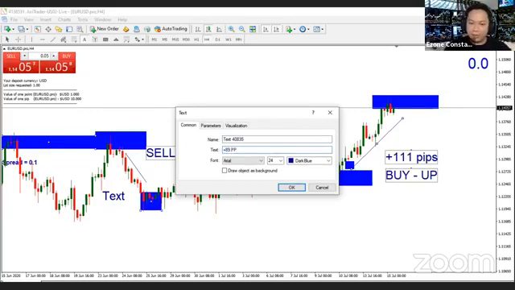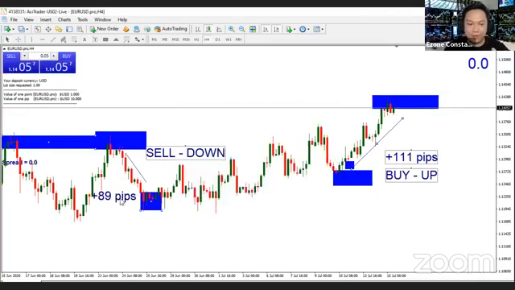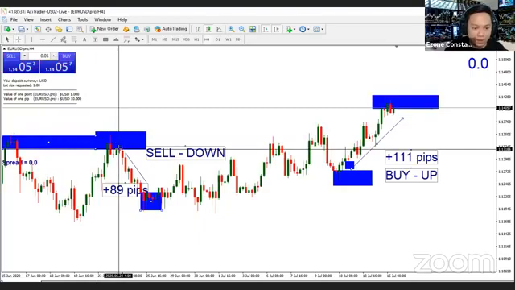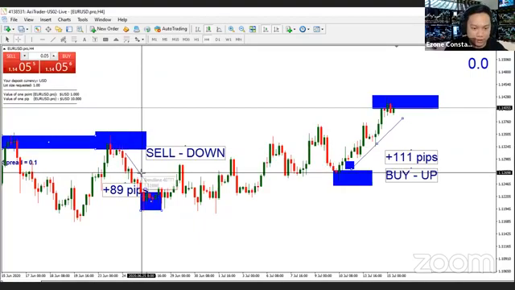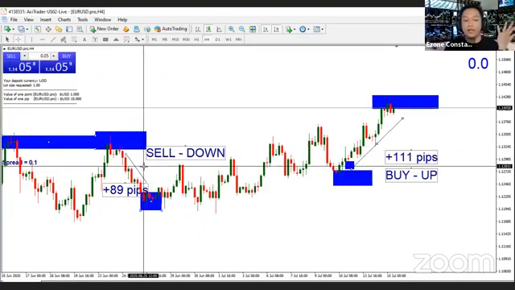In this area, you predict the price is going to go down and you manage to generate 89 pips. This happened from here, the 24th of June, until here, the 25th. It's only one day. Within one day, you hold from the previous day until today. So you hold this kind of trade for about one day only.